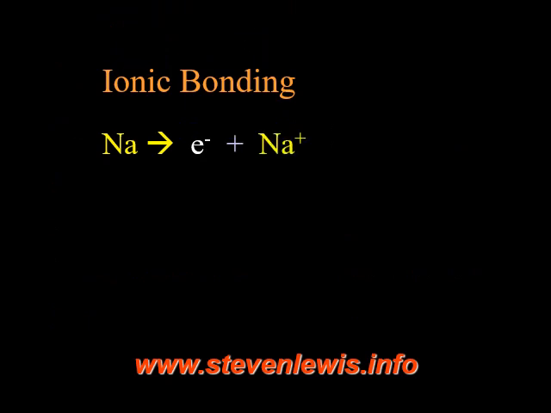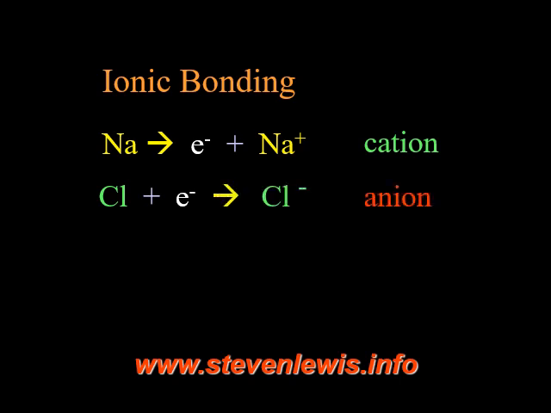Here's a summary of what just happened. Sodium gave up an electron to become sodium ion with a net positive charge. Chlorine picked up an electron from sodium and became a negatively charged ion, chloride. The sodium cation and the chloride anion were then attracted to each other's opposite charge to form an ionic bond, sodium chloride.